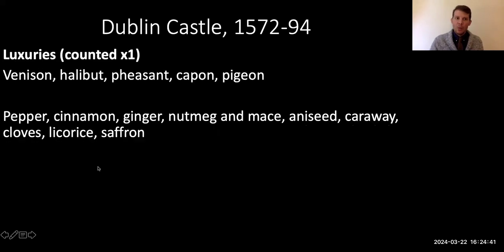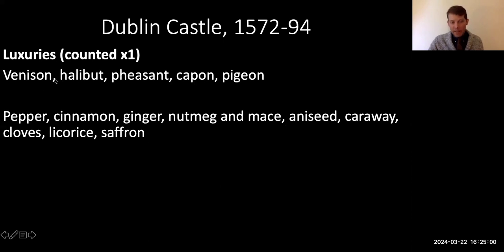Now, lastly, we have a few items that are special, that are only mentioned on particular occasions, or that are sometimes given as gifts because they're so rare and so valuable. And at the top of the list here is venison, which is, of course, deer.